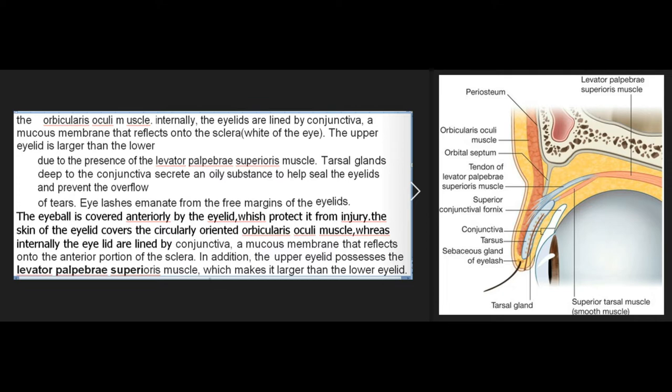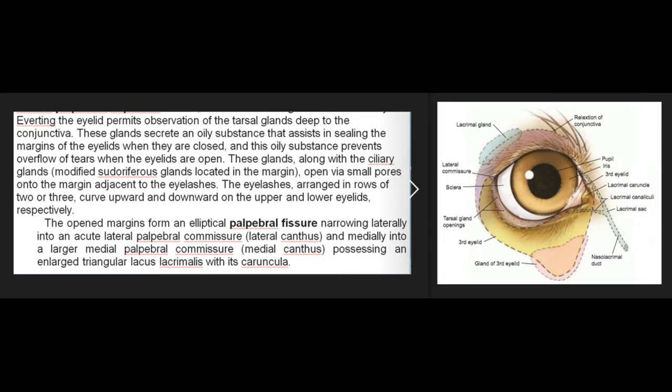The eyeball is covered anteriorly by the eyelid which protects it from injury. The skin of the eyelid covers the circularly oriented orbicularis oculi muscle. Internally the eyelid is lined by conjunctiva, a mucous membrane that reflects onto the anterior portion of the sclera. In addition, the upper eyelid possesses the levator palpebrae superioris muscle, which makes it larger than the lower eyelid. Everting the eyelid permits observation of the tarsal glands deep to the conjunctiva. These glands secrete an oily substance that assists in sealing the margins of the eyelids when they are closed, and this oily substance prevents overflow of tears when the eyelids are open.